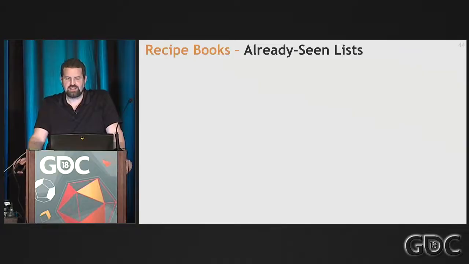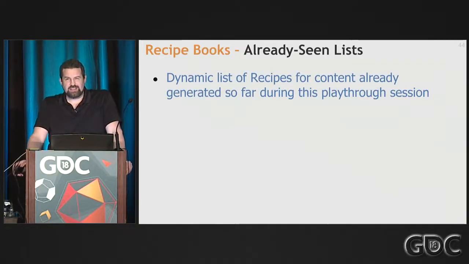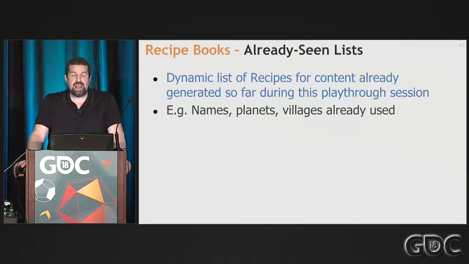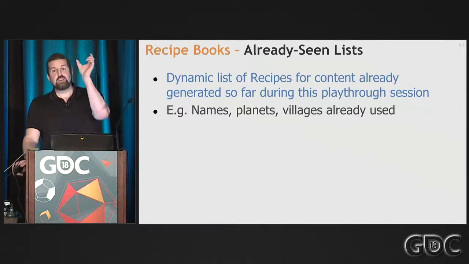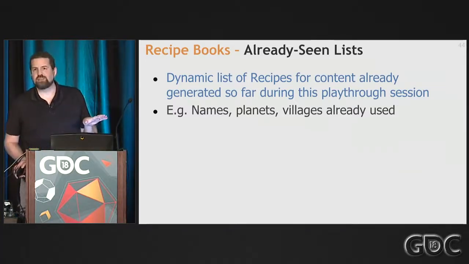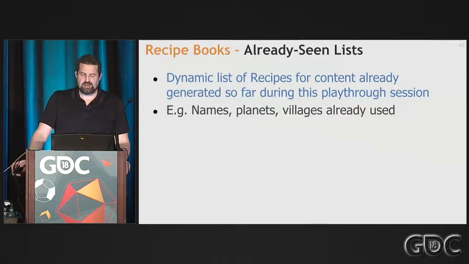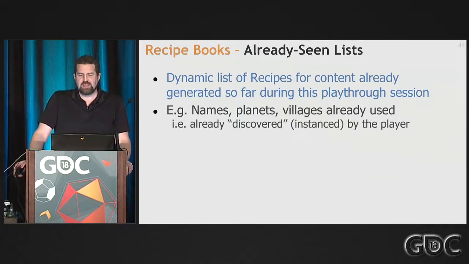There's already seen lists. This is more of a dynamic list at runtime of just whenever you generate something, you write it down. You make a note, oh look, I have shown the player this, I don't want to show her that again. So this could be at any level, right? Anytime you generate the name Susan Malkovich, you write that down and you just make sure you never give out the name Susan Malkovich again. No problem. If you have generated village number 57, you just don't ever generate village 57 again, right? You reject that. This could be anything that the player has actually seen, right?